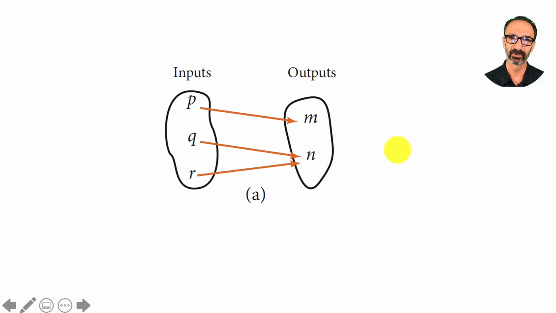Is this a function? Well, if it's a function, each input has to have exactly one output. P has only one output. Q has only one output. R has only one output. I know they share the output, but that's not part of the definition of the function. It has one arrow going out of it, which is a function. So this relation is a function.